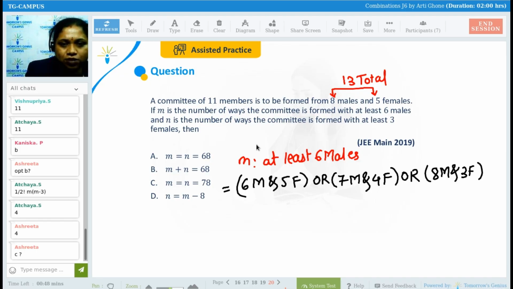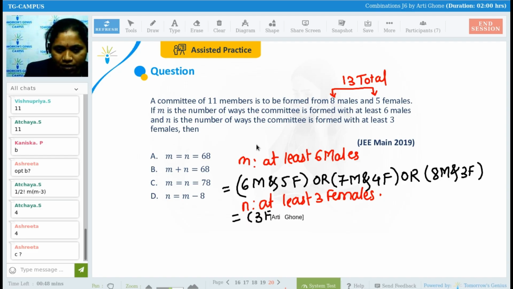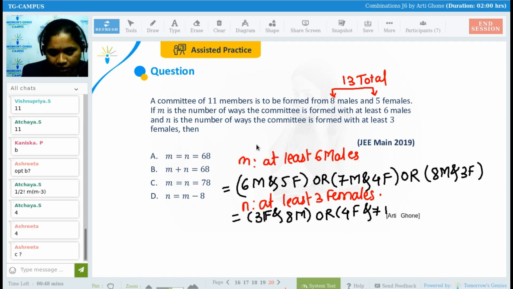Now, what are the cases of N? What is N? It is the number of ways the committee is formed with at least females. Both are at least conditions, which is a good thing actually. If I am considering 3 females, then how many males? 8 males. No need to calculate it repeatedly. Or 4 females and 7 males, or 5 females and 6 males.